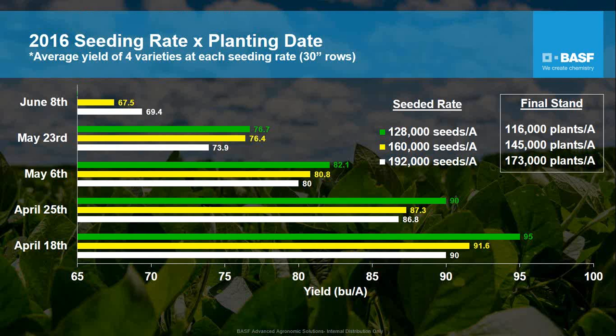When you get out to June 8th, you'll notice we don't have the lowest seeding rate, but you'll see that 192,000 seeded rate, or 173,000 final stand, was our best yield in our June planting date. We needed more plants to compensate there on our later planting dates for the yield potential. So earlier planting dates, we don't need as many plants. As we get later in the year, this is a dynamic system. We've got to get more plants out there.